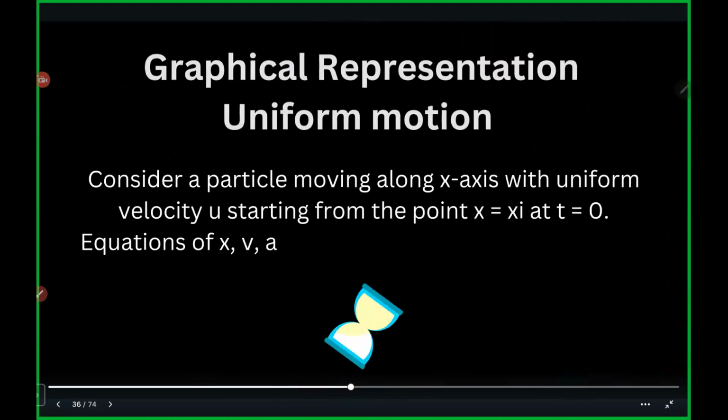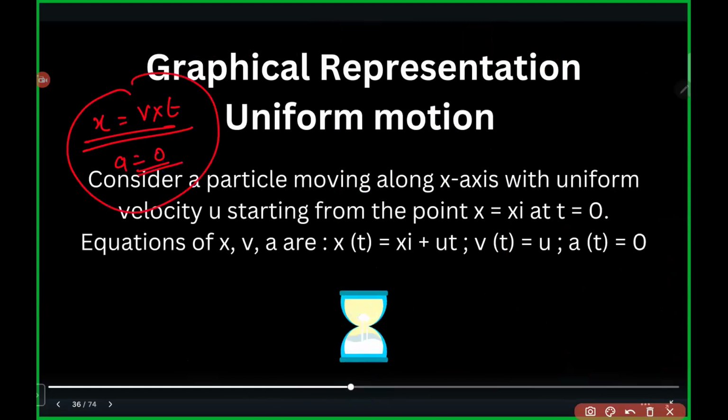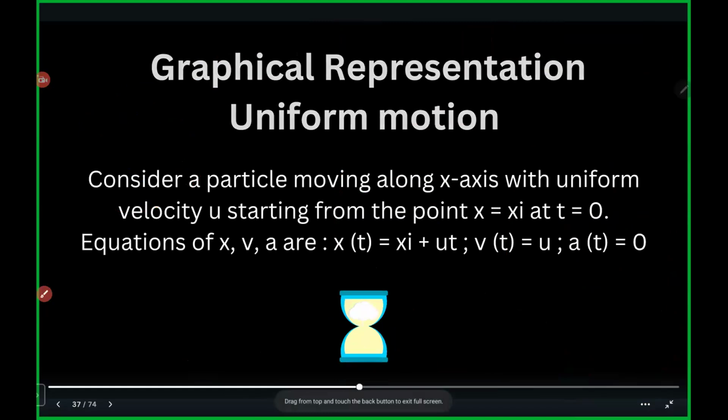So now we are going to see the graph. Okay, so before the graph, let me tell you some expressions. You already know this thing, like x is equal to v into t, right? And you know acceleration is what? It's 0. If you know this thing, then it's easier to plot the graph for uniform motion. So we'll draw the graph.